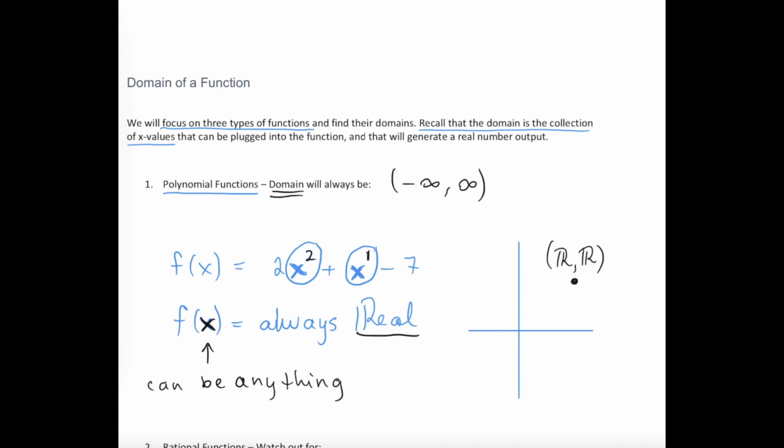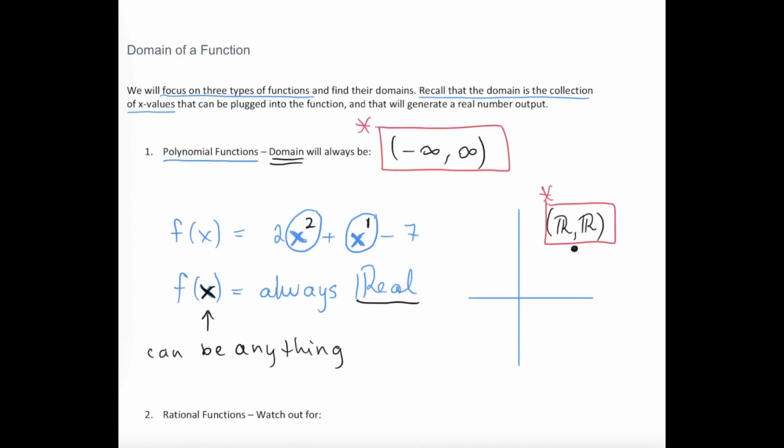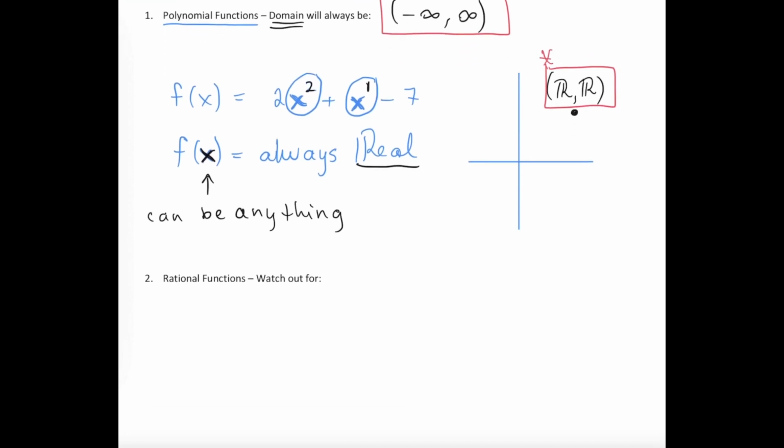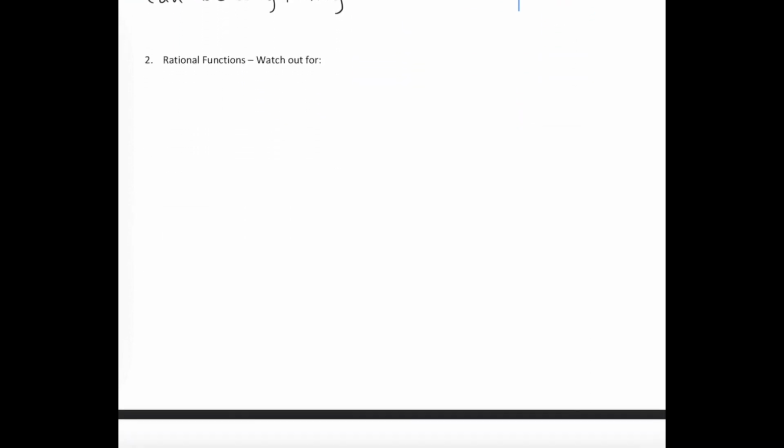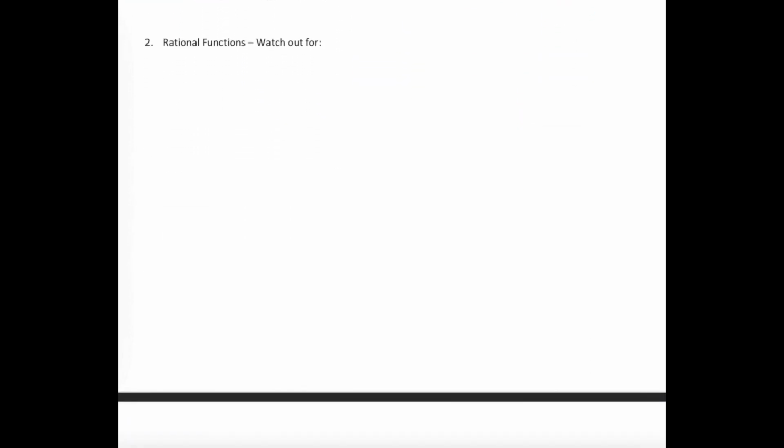We don't have any restrictions on what x can be because every single x value is going to generate a real output and a graphable point. So the domain of a polynomial is all real numbers. When we get into rational functions, we're going to have to be a little bit more careful.